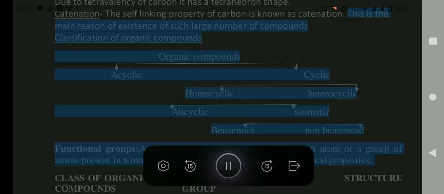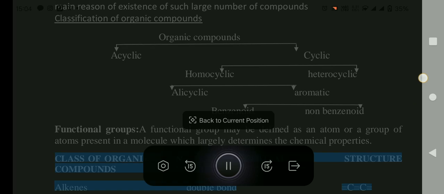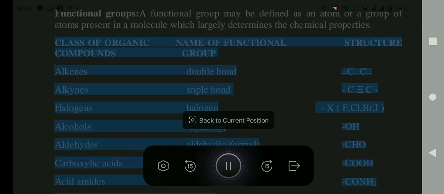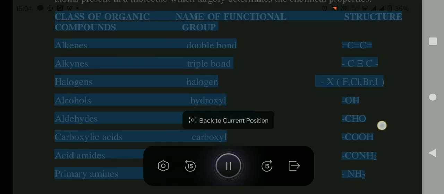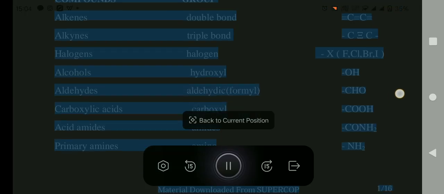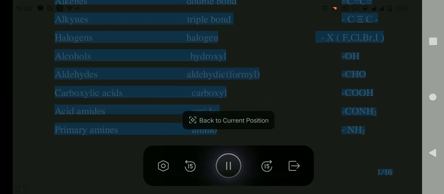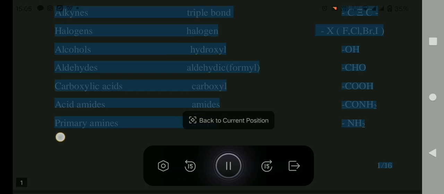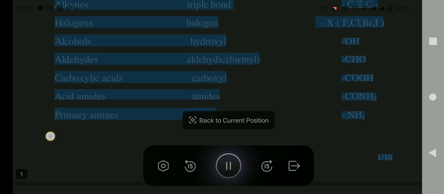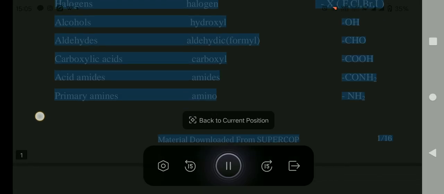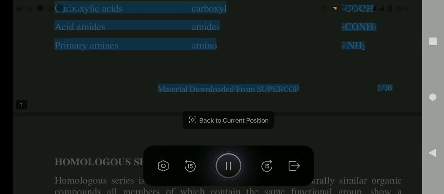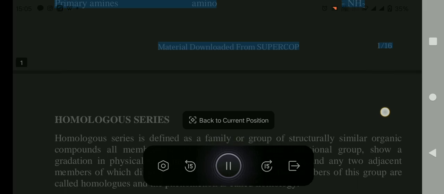Functional groups. A functional group may be defined as an atom or a group of atoms present in a molecule which largely determines its chemical properties. Class of organic compounds and name of functional group: alkenes, double bond C=C; alkynes, triple bond C≡C; halogens, X (F, Cl, Br, I); alcohols, hydroxyl OH; aldehydes, aldehydic CHO; carboxylic acids, carboxyl COOH; amides, CONH2; primary amines, amino NH2.